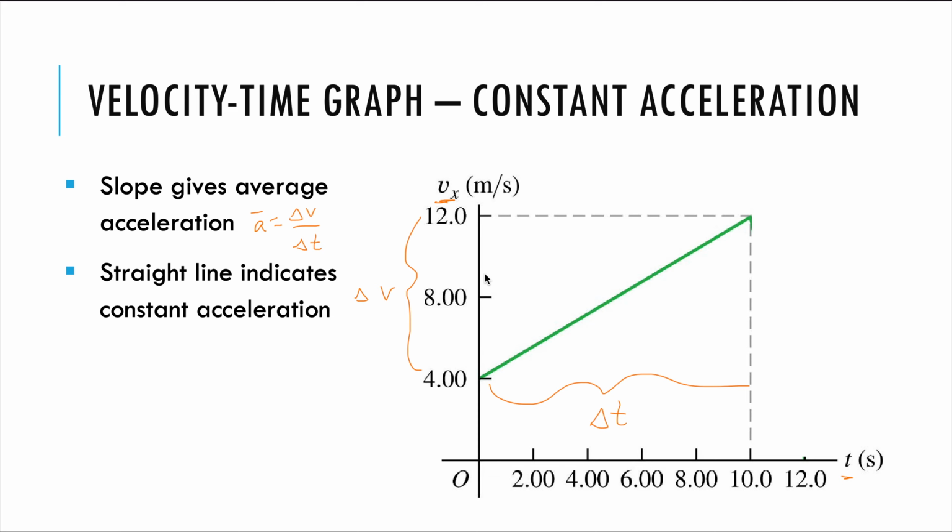When we have a straight line in a velocity time graph, then we have a constant acceleration because we only have one slope, so only one acceleration. The acceleration is not changing.